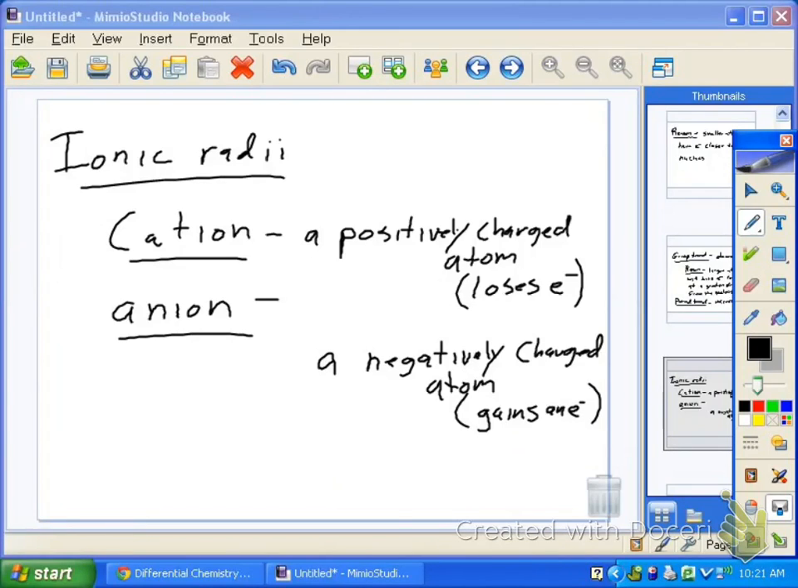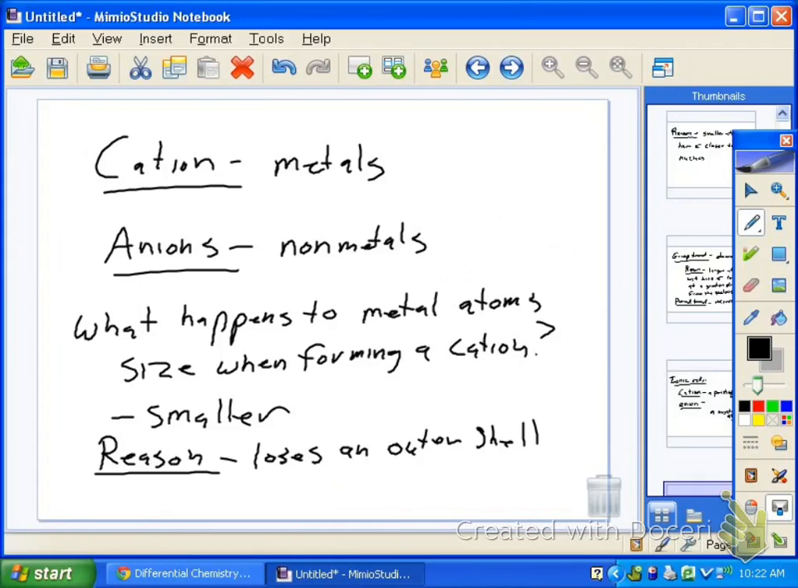Now, I probably could have put this next slide and wrote some things on here, but I didn't. There's not a whole lot going on with this slide. But just like you told me, the cations are the ones that are metals, the anions are the ones that are nonmetals. The question I stated to you before showing you this slide, and you figured it out, is that in the metal area, when it forms a cation, those atoms get smaller.